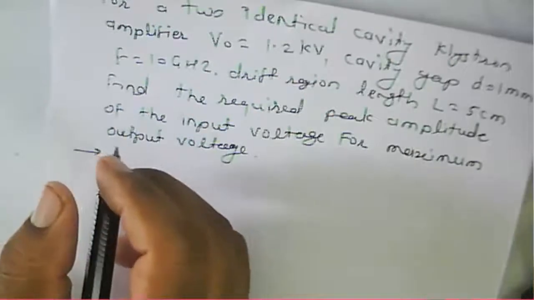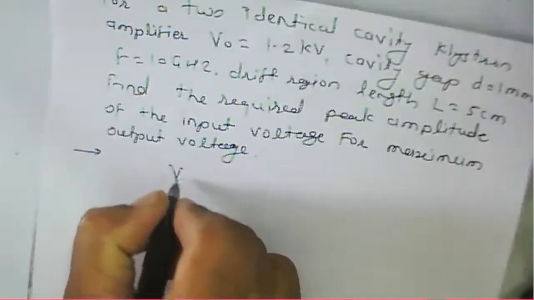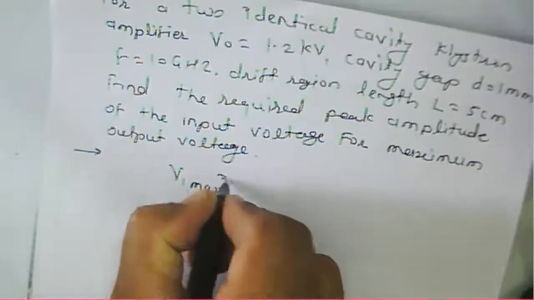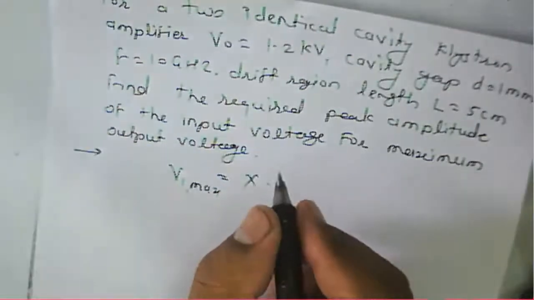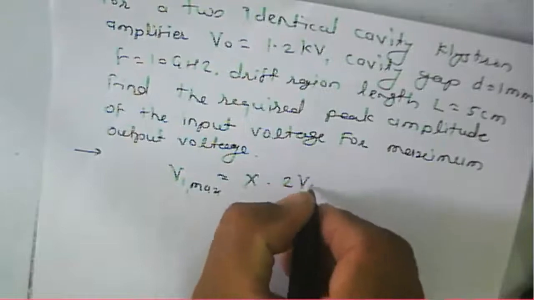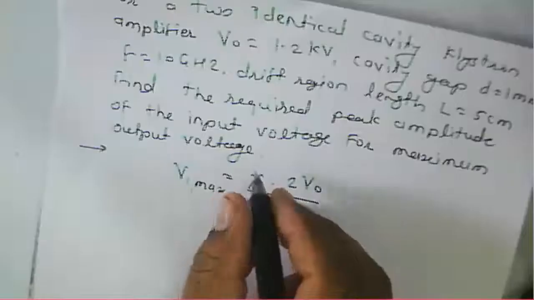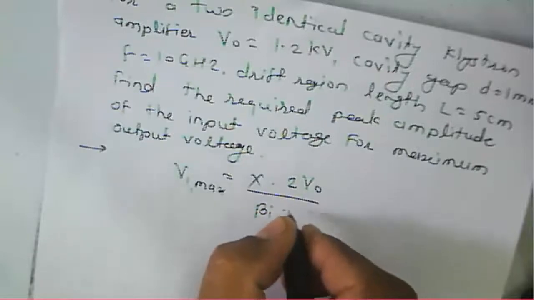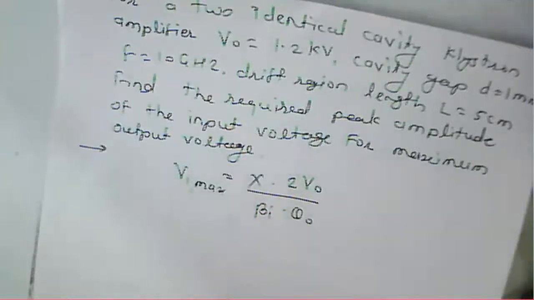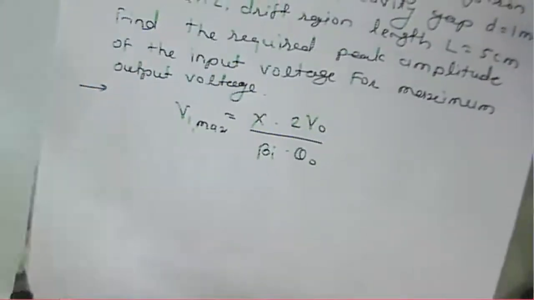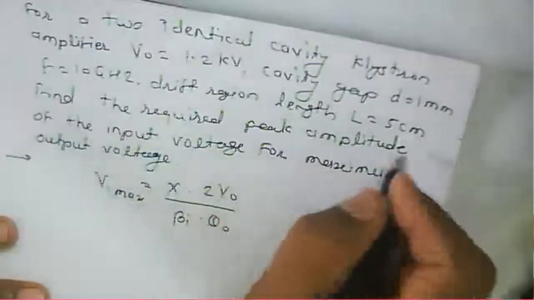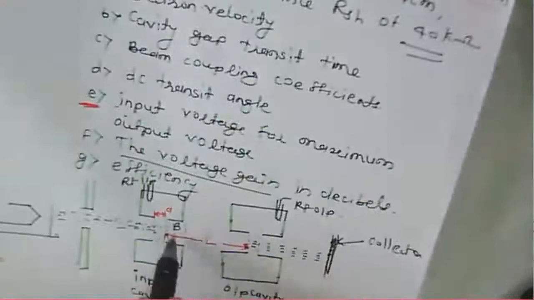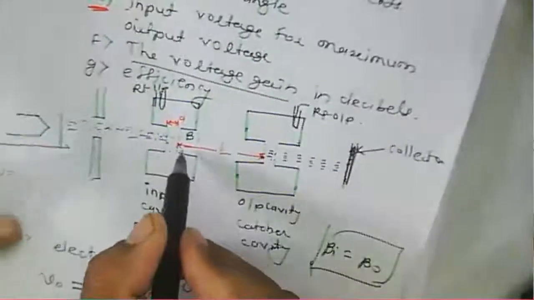To find the V1 max, we should know what terms are required to obtain it. V1 max is equal to X into twice V0 divided by the beam coupling coefficient and theta 0. These are the terms we require. Now the given values: drift region length. Drift region length means what? Here we have a cavity there, and this is the drift region length.